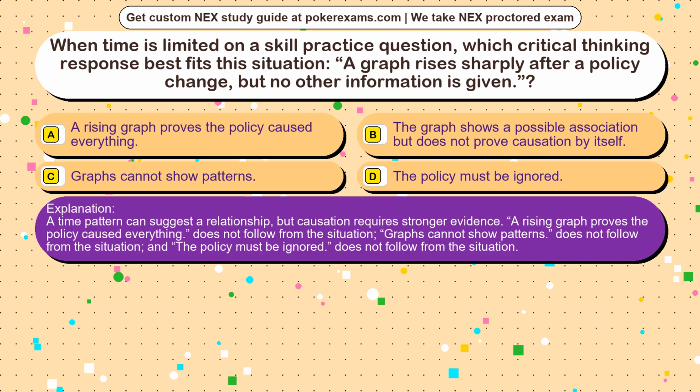A time pattern can suggest a relationship, but causation requires stronger evidence. A rising graph proves the policy caused everything does not follow from the situation. Graphs cannot show patterns does not follow from the situation, and the policy must be ignored does not follow from the situation.